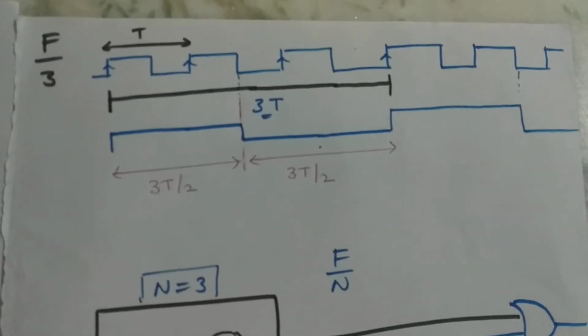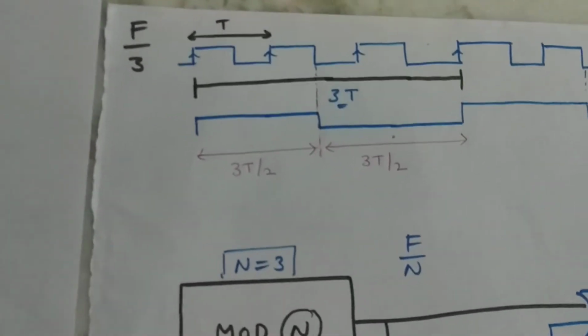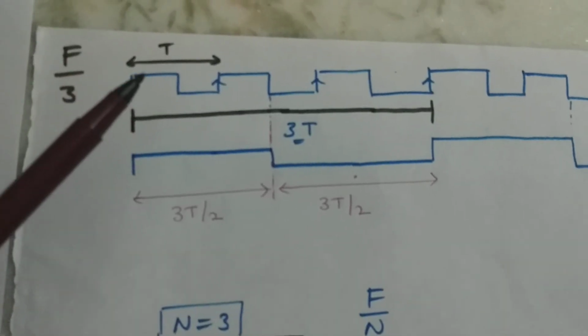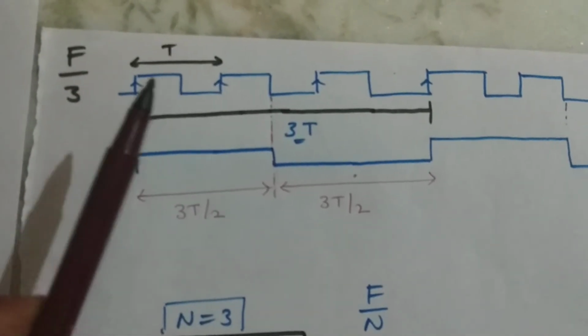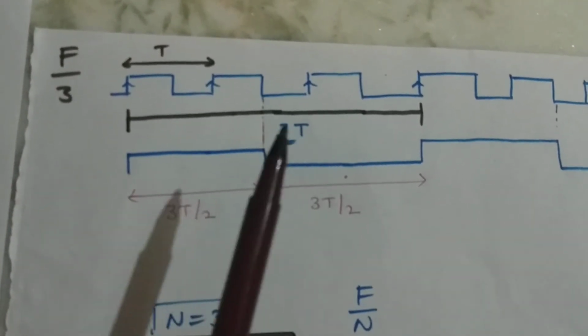Okay, now let us look at it. So now you have been waiting for this, f by 3. So f by 3, as I said, the master clock time period is T, divided by 3, and the generated clock is 3T.